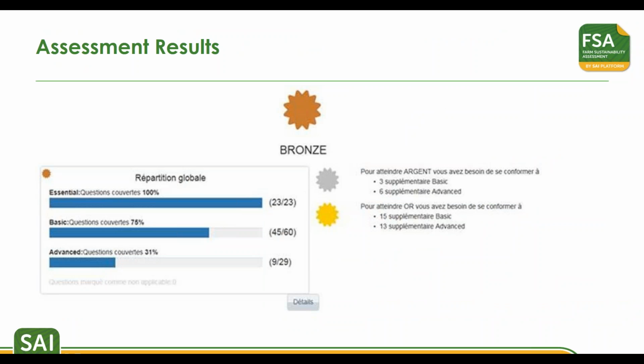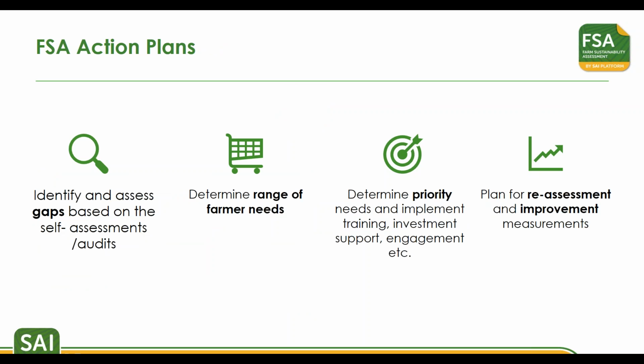Within the online tool, and actually the Excel as well, you get an immediate score, so you know whether you come out at not yet bronze, or bronze, silver, or gold, and also where the gaps are. So it helps you create your action plans. So for the action plans, the first step is really identifying gaps, and that can either be through the self-assessments, but actually can also be done through the benchmark standards as well.